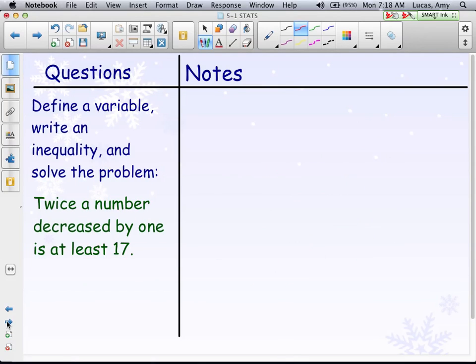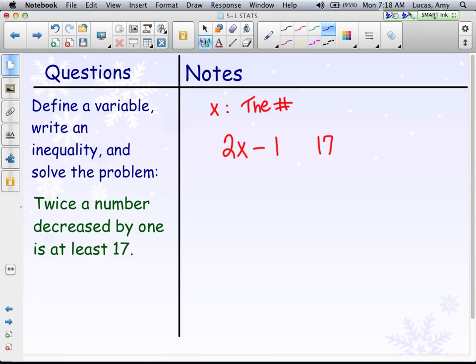Define a variable, write an inequality, and solve the problem. Okay, I'm going to use x to represent the number. That's the variable that I want. So twice a number. Twice means times 2. So twice a number, 2x. Decreased by 1, that means minus 1, is at least 17.